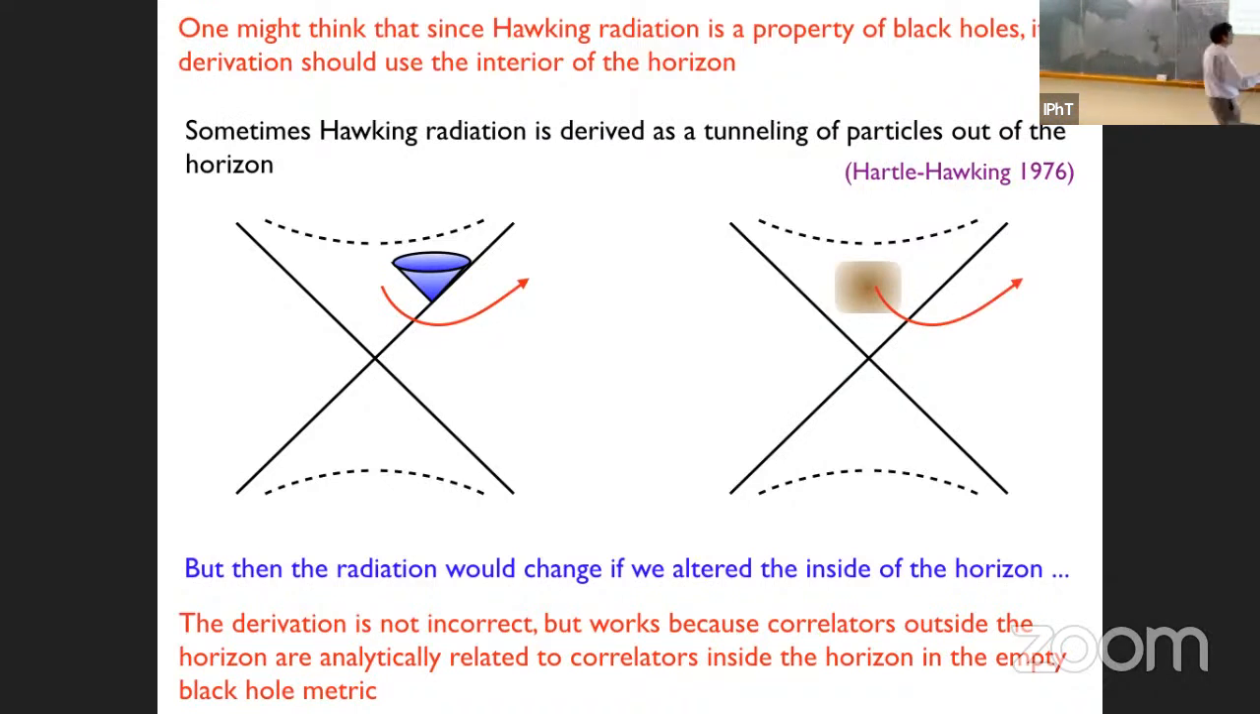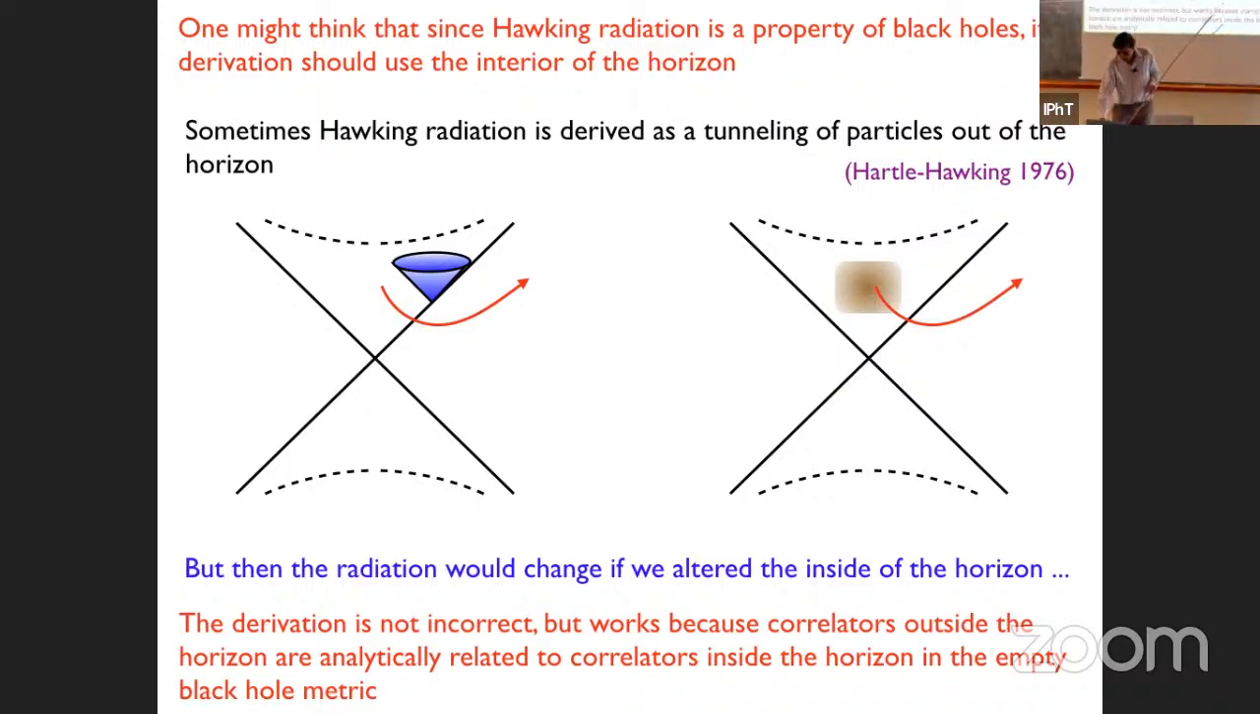The actual calculation only uses the outside of the horizon, but because you can analytically continue this Rindler patch to the entire metric, you can actually use the metric with only the vacuum here, because that's the analytic continuation of the Rindler patch, and then you can derive anything you want by analytic continuation. So it's not that physically something from inside is coming out. It's just that whatever you're trying to do outside can be analytically obtained by using this part of the action.